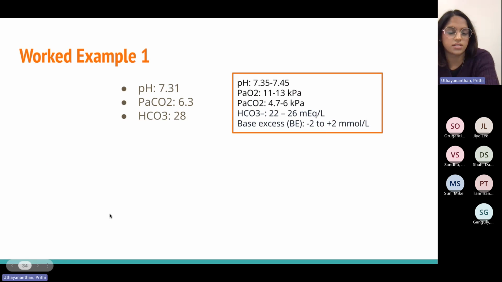Okay, so this is just an example. Does anyone want to have a go at interpreting this? What do we think of the pH? Is it acidotic, normal, alkalotic?